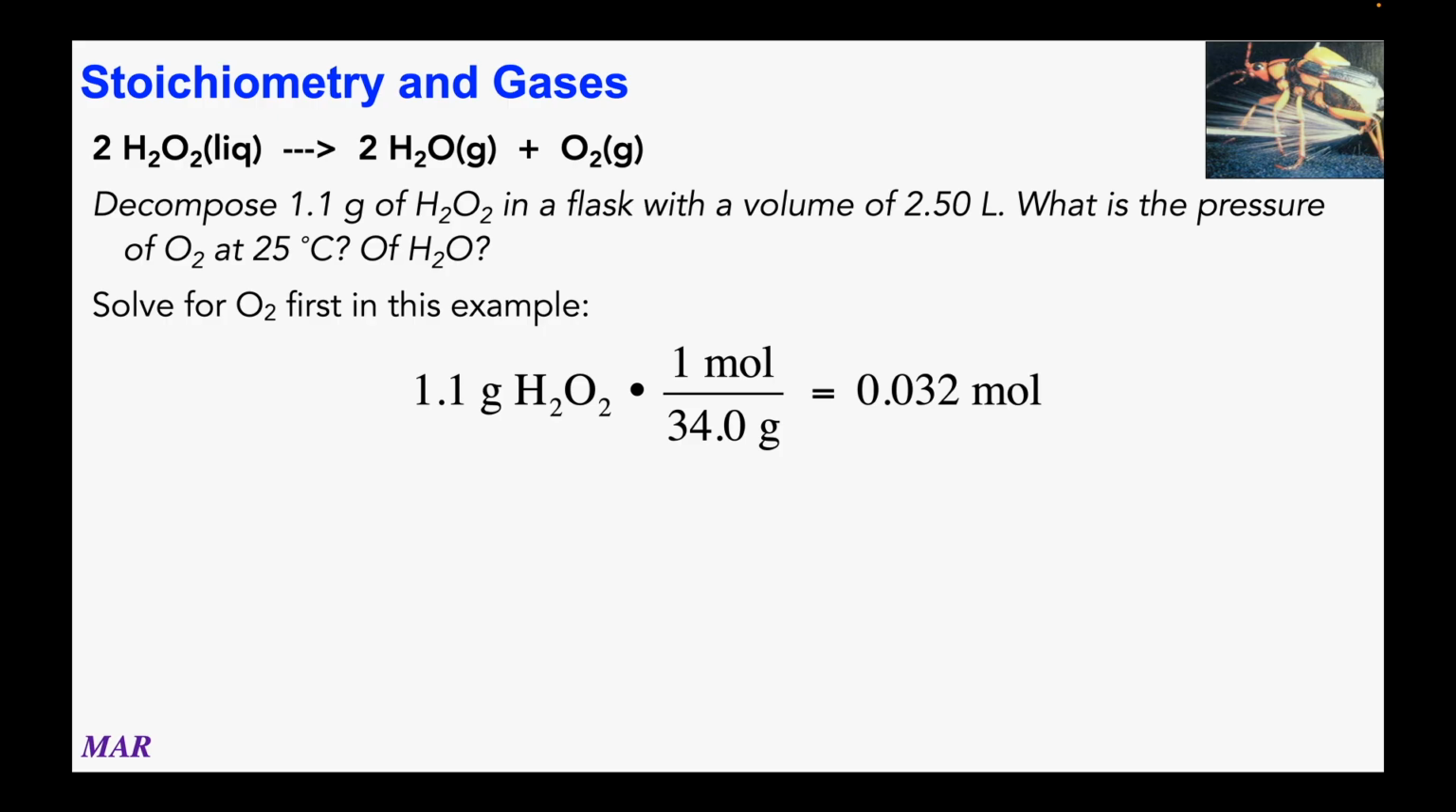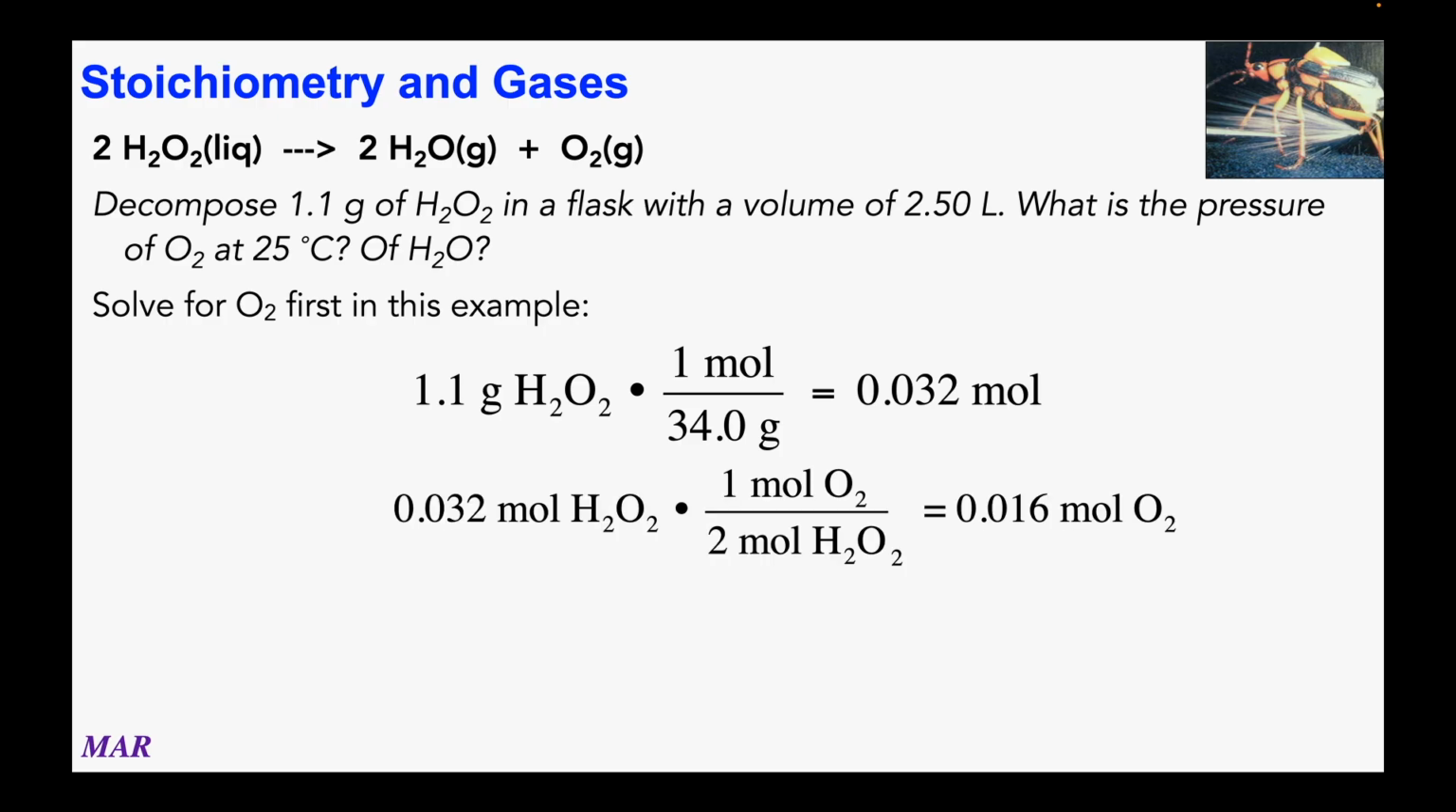Then I'm going to turn moles of H2O2 into moles of oxygen. Again, you don't have to do oxygen first, but that's what I'm going to do. 2 moles of hydrogen peroxide are needed for every 1 mole of oxygen produced. And again, that came from the 2 by the H2O2, and there's an invisible 1 right there by the O2. So that's where this ratio came from. It's a 2-to-1 ratio. So 0.032 moles of H2O2 should be creating 0.016 moles of O2.